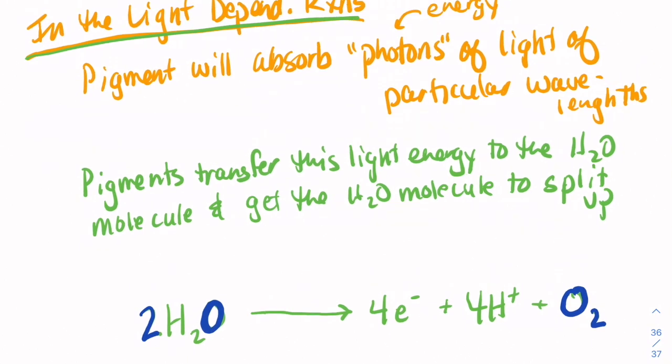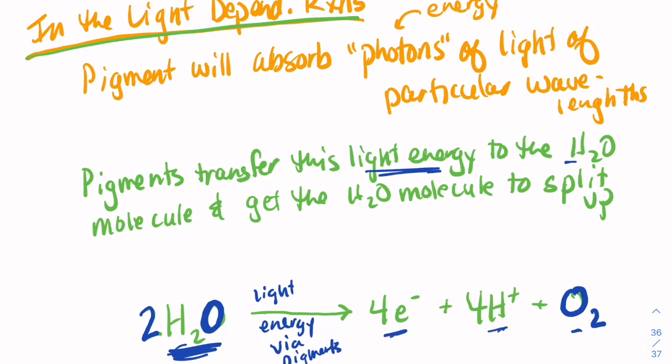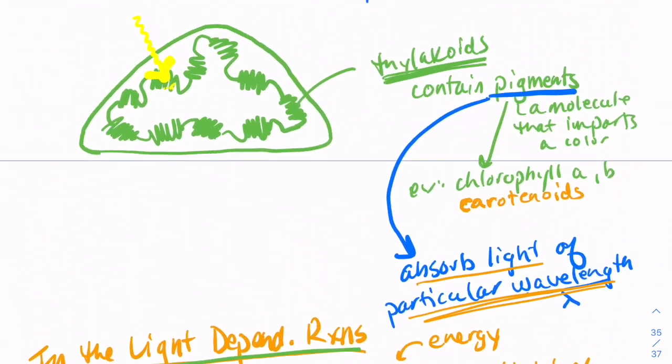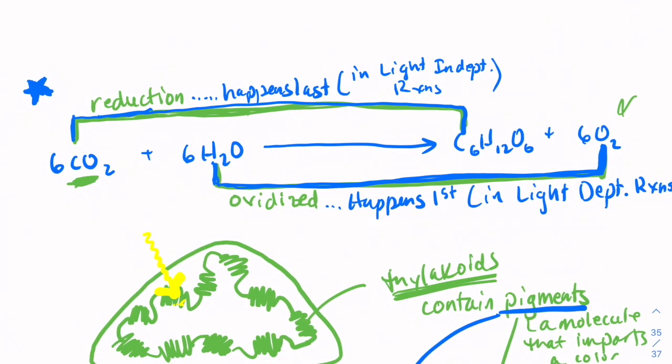So, oops. Pigments transfer light energy to the water molecule. So light energy via pigments gets this water molecule here to basically spit out 4 electrons, 4 protons, and some oxygen. So look back here at this chemical reaction here. We need a different color. This part here happens first. See, I didn't lie. It happens first, it happens right away.